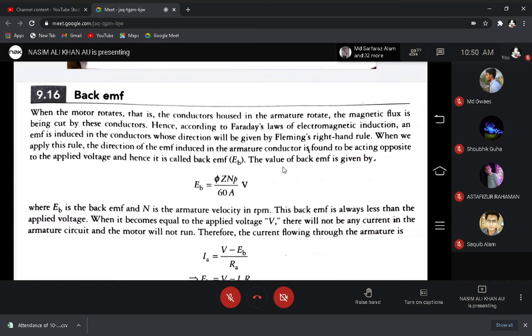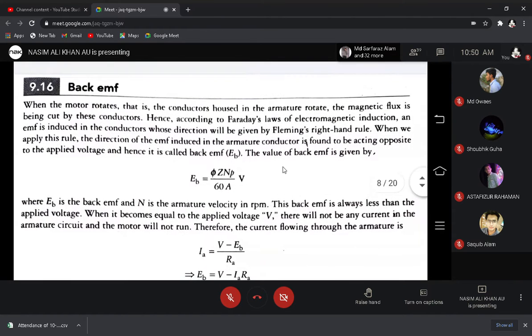This is very important, that one line answer. When we apply this rule, the direction of the EMF induced in the armature conductor is found to be acting opposite to the applied voltage, and that's why it is called back EMF. The value of back EMF is given by the generated EMF equation we found earlier, so we get the same value: EB equals P phi N Z.